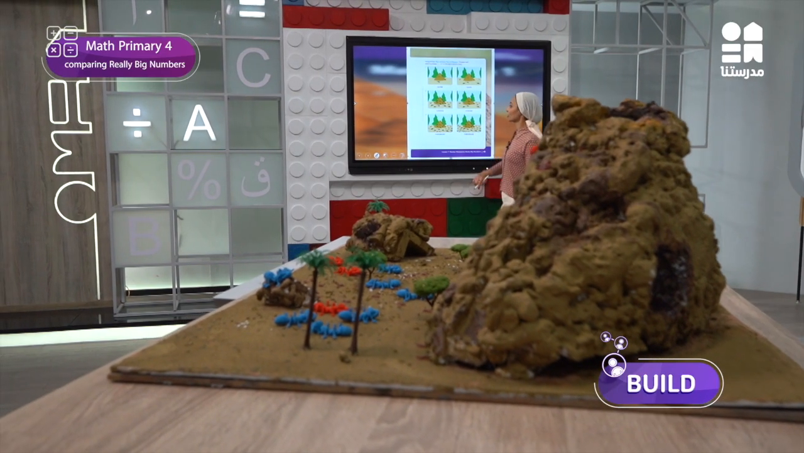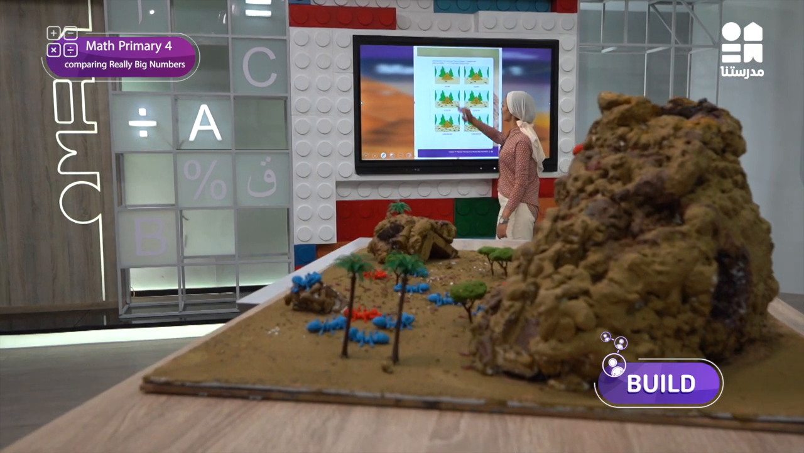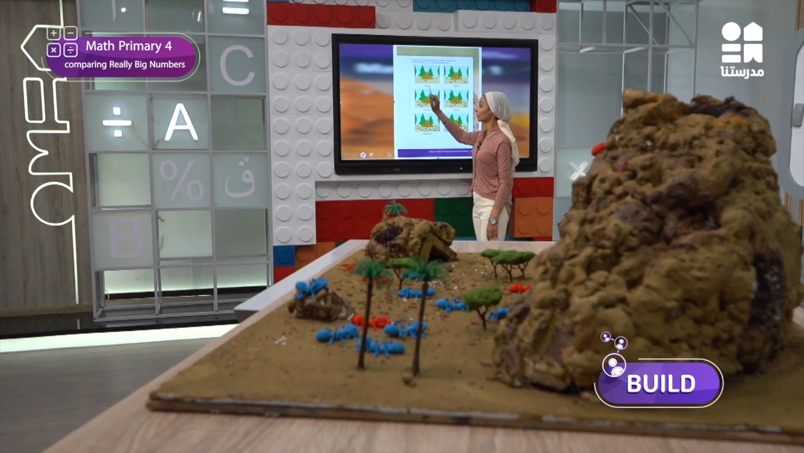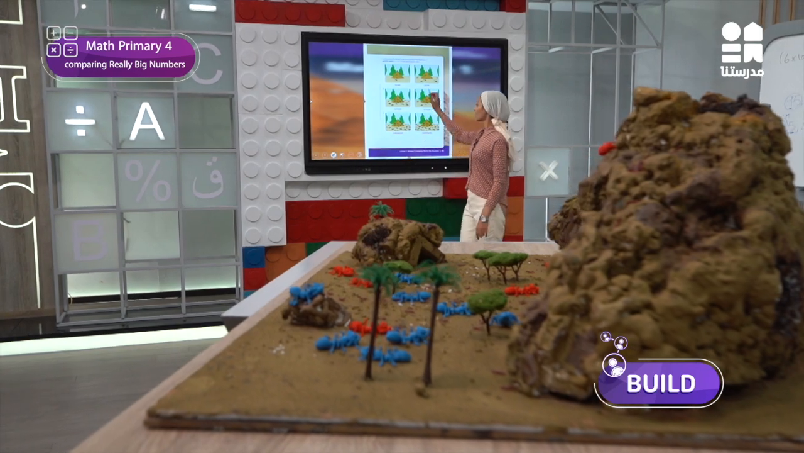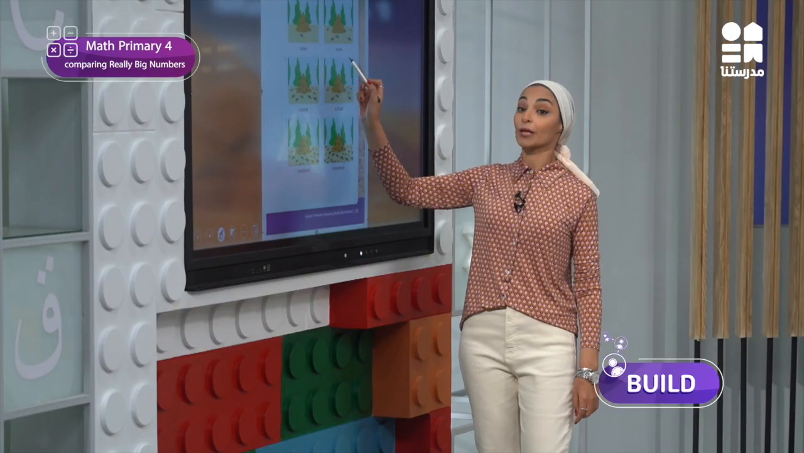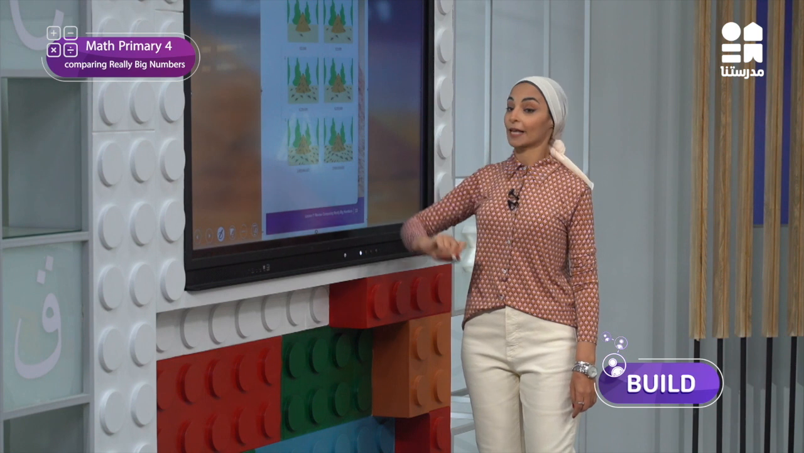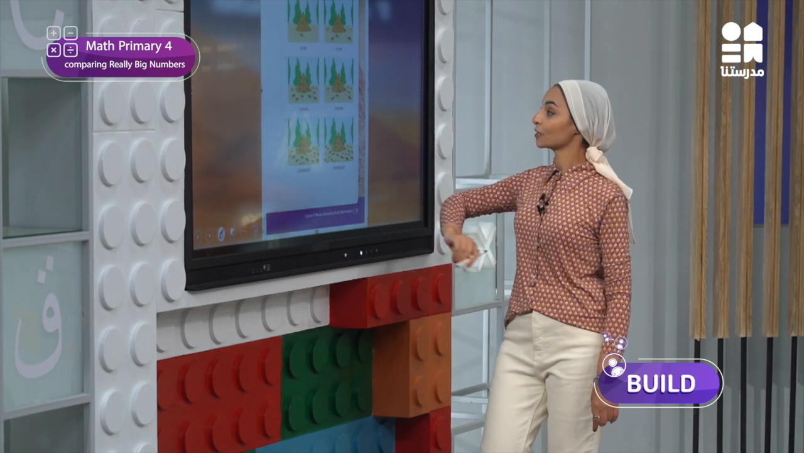Now, let's see question number 1. Here I have 2 numbers. First number, 123,568. The second number, 123,978. Which is bigger? Yes, as we see here.